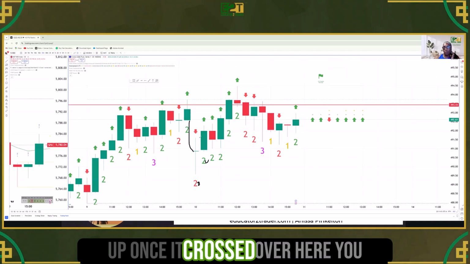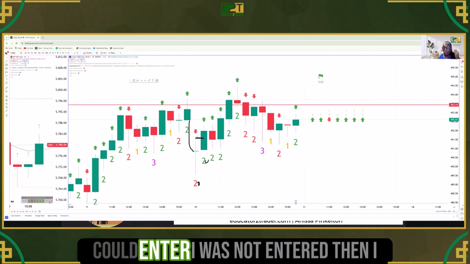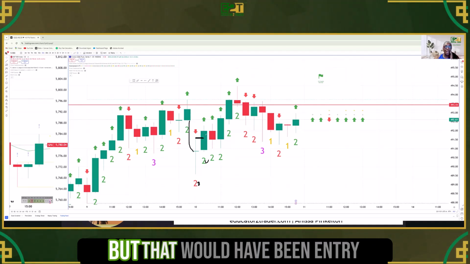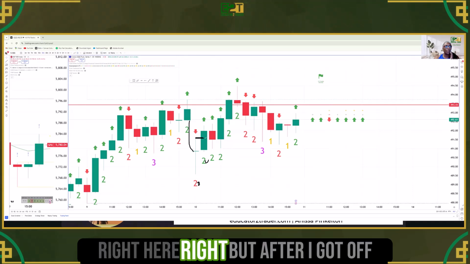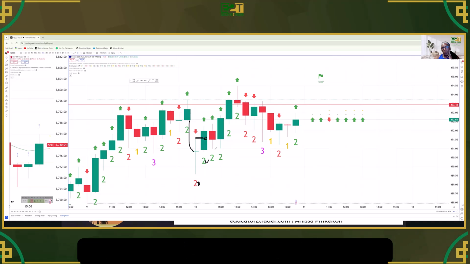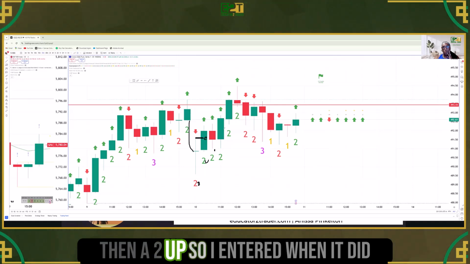Once it crossed over here, you could enter. I was not entered then. I was on the call with y'all. But that would have been entry right here, right? But after I got off the call, I saw we had a 2 down and then a 2 up. So I entered when it did this.